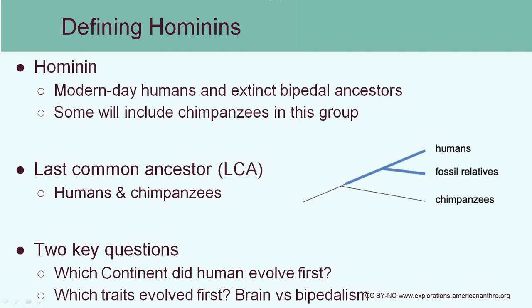So we're going to investigate what this last common ancestor with the chimpanzee was. Again, it was about 9 million years ago, and we're going to try to find fossils that exist after that time period. Two key questions we want to answer are, where did humans evolve first? So basically, what continent did their ancestors come from, as well as which of our modern day traits evolved first? Was it our large brains or was it bipedalism?